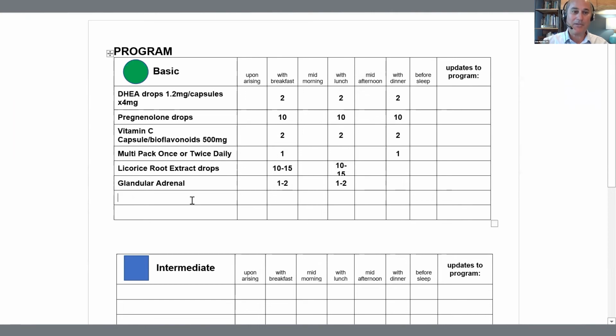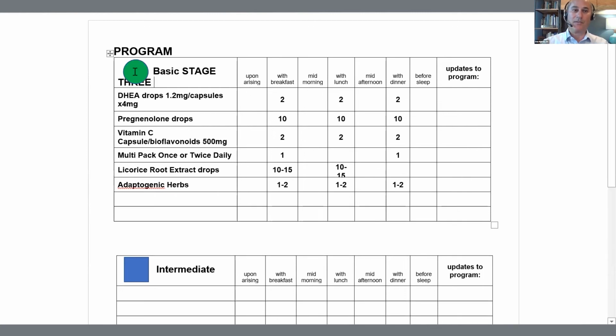And then typically we also use adaptogenic herbs. Again, every company will have an adrenal boost, adrenal adapt, adrenal whatever, adaptogenic herbs. And they're all going to be ginseng, rhodiola, ashwagandha, all the standard stuff. They're not going to be that different. And that would be a basic stage 3 protocol. And stage 3, again, is defined as low cortisol and low DHEA.